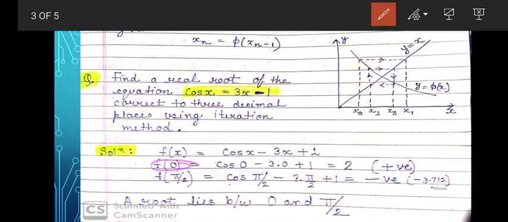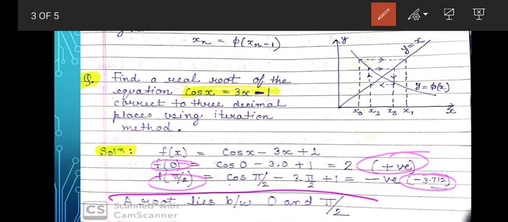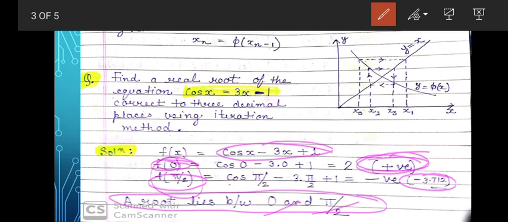So at 0 we are getting a positive value, and at pi by 2 we are getting a negative value. As we have done in earlier methods, whenever there are one positive and one negative value, the root is always lying between them, that is between 0 and pi by 2. We discussed this earlier in each method, like regula falsi or bisection. In both methods we first find one value for which the function is positive and another for which it is negative.